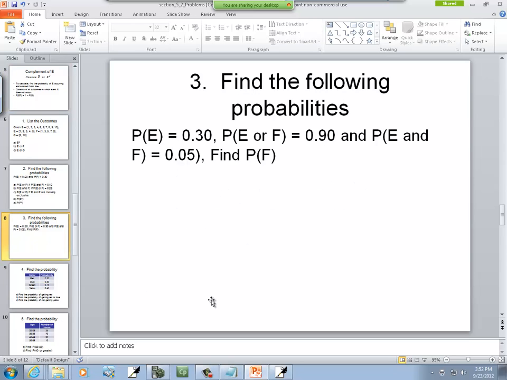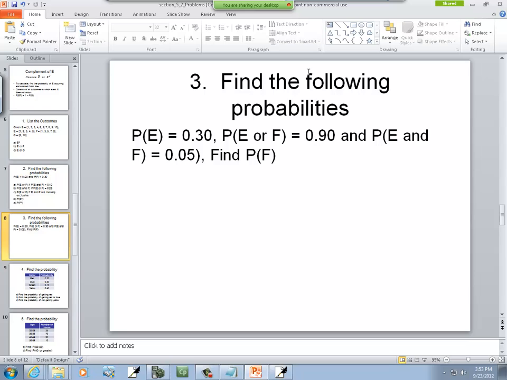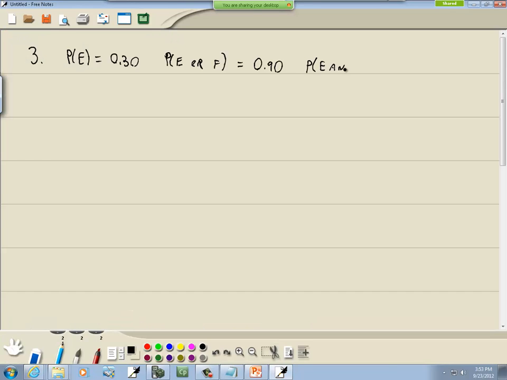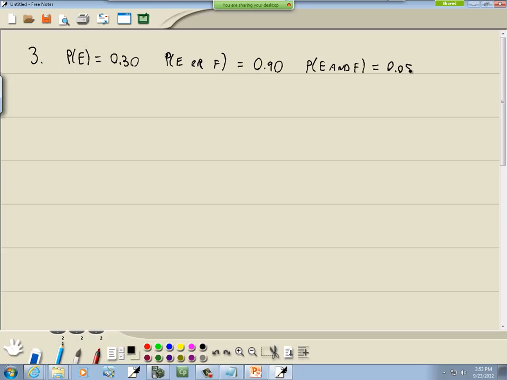So let's look at our next problem. It says probability of E is equal to 0.30. Probability of E or F is equal to 0.90, and probability of E and F is equal to 0.05. Then it says find probability of F.